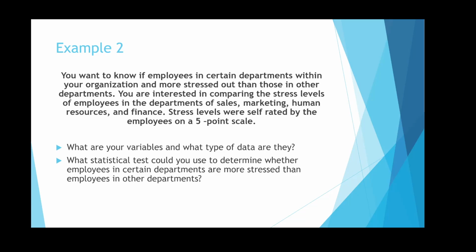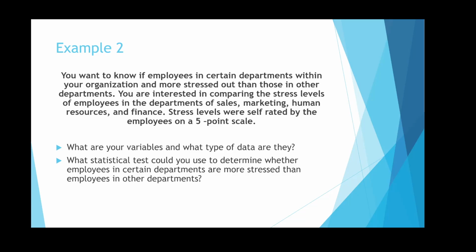Example 2. You want to know if employees in certain departments within your organization are more stressed out than those in other departments. You want to compare the stress levels of employees in the departments of sales, marketing, human resources, and finance. Stress levels were self-rated by the employees on a 5-point scale. So what are your variables? Your independent variable is department. It is nominal data.